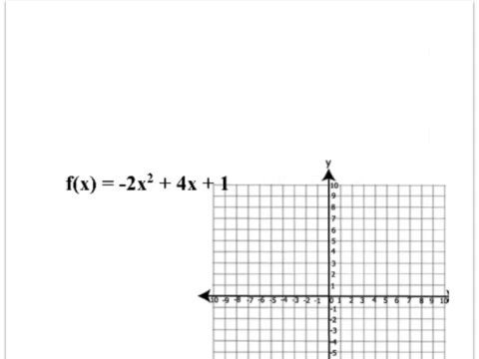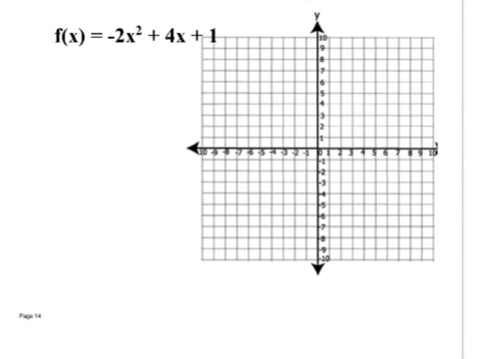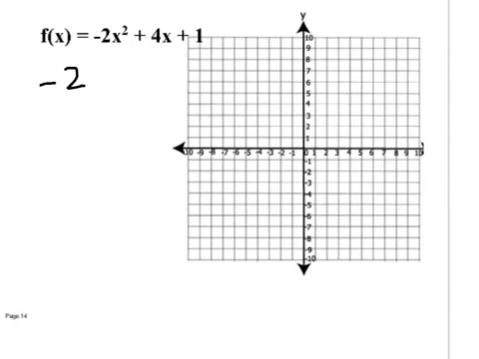So in order to do this, we need to find the axis. Alright, f of x equals negative 2x squared plus 4x plus 1. First thing you do is find the axis of symmetry, which is negative b over 2a.